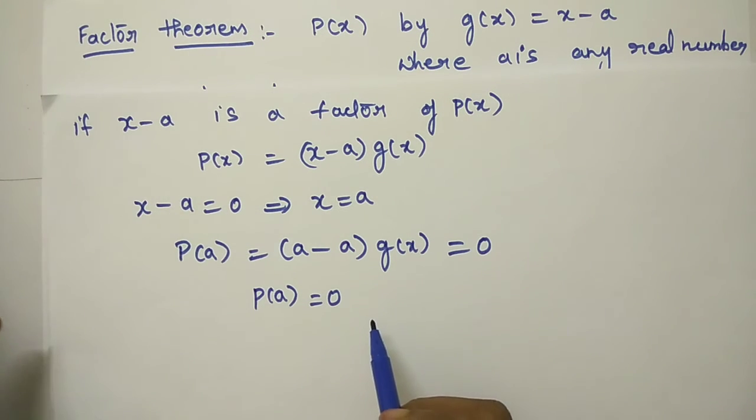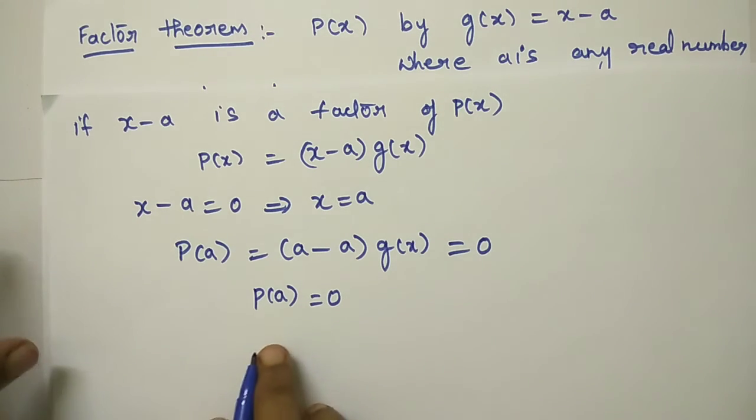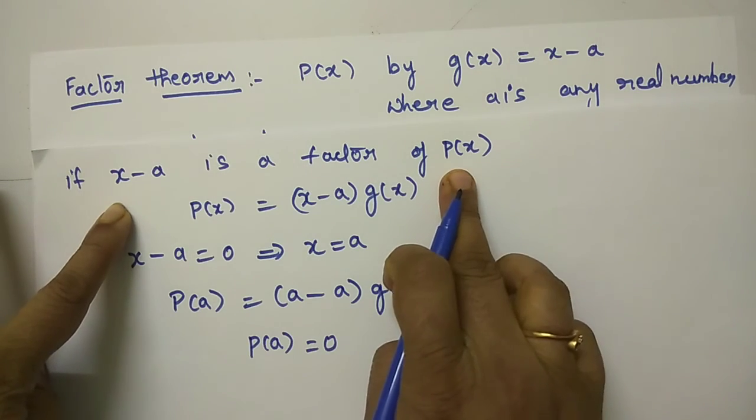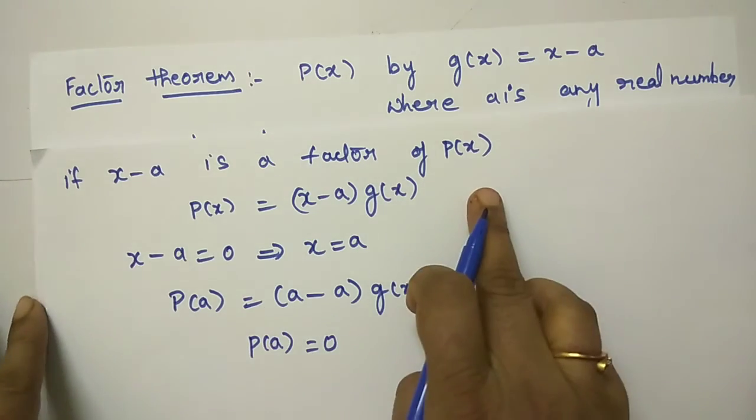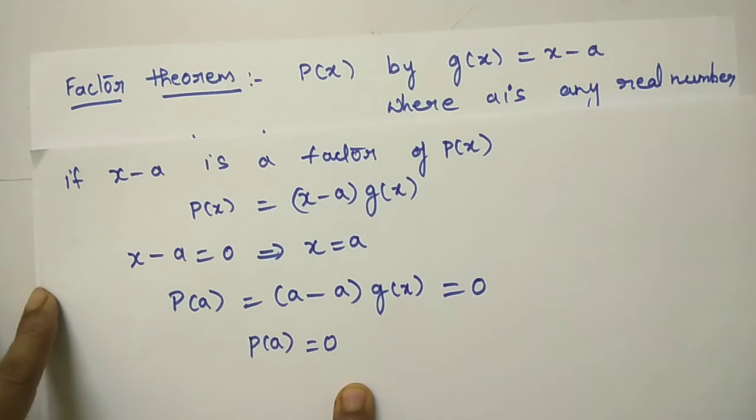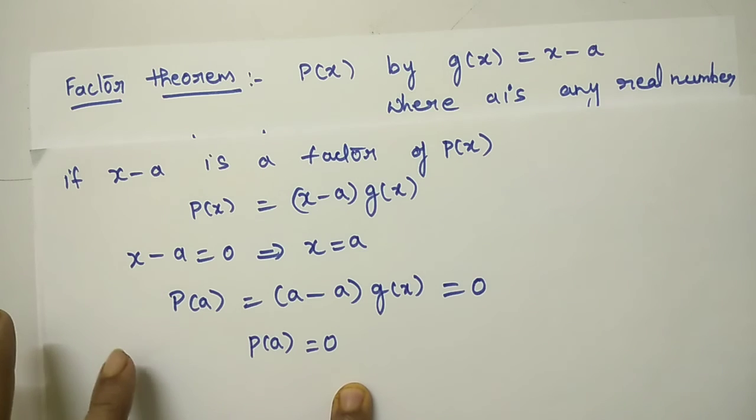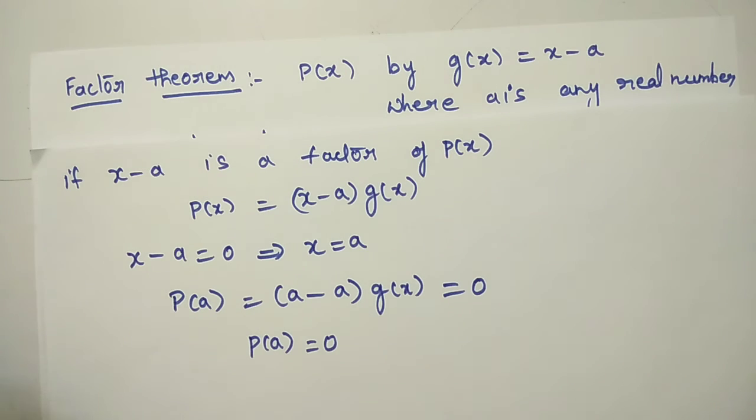So in the factor theorem you have two statements. If P of a is equal to 0, then x minus a is a factor of P of x. If x minus a is a factor of P of x, then P of a is equal to 0. This is the factor theorem. Now let us take an example and study the factor theorem.